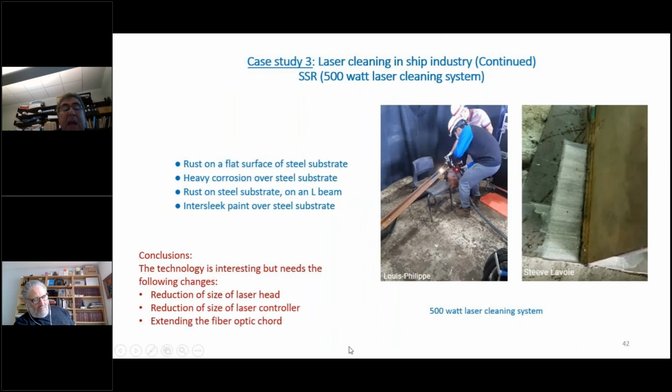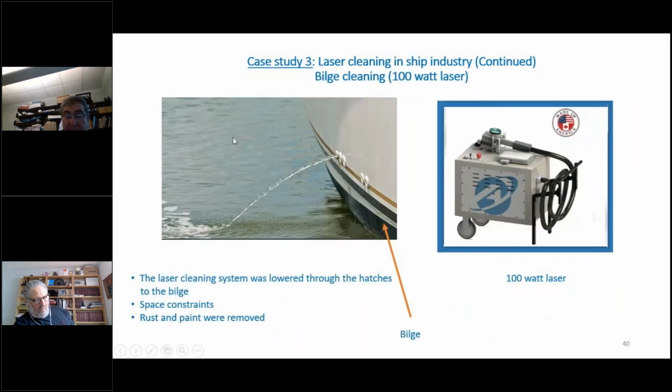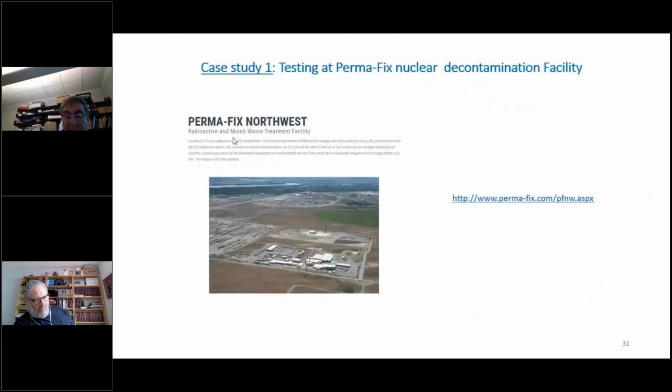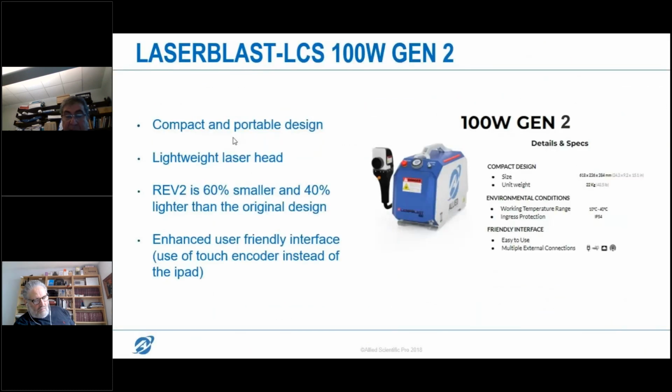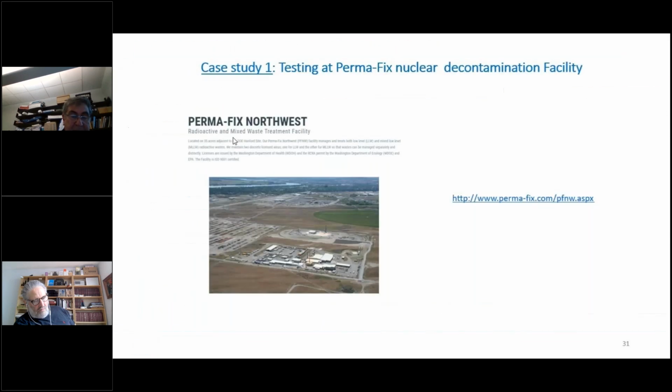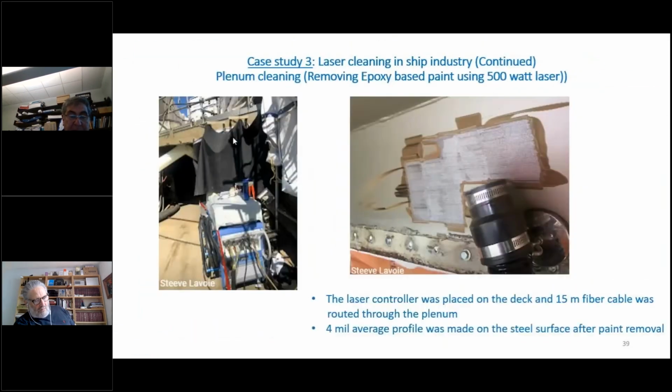So in general, the operation was quite useful, but we had some feedback that the managers of the facility thought that we should reduce the size of the laser head and the laser controller, which led to the production of the 100-watt Gen 2 that I showed you before. The 100-watt Gen 2 model is right here, and this is now ready and suitable for doing the ship cleaning in the bilge.